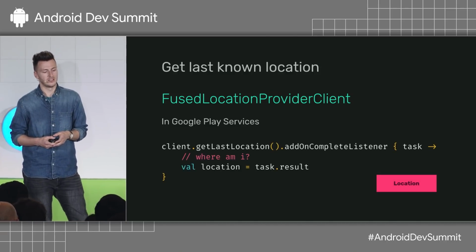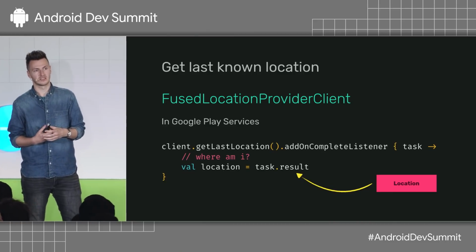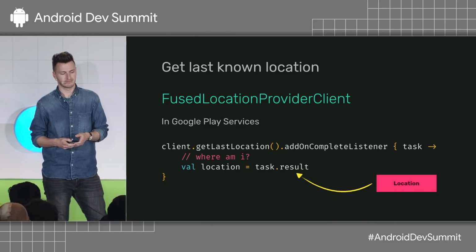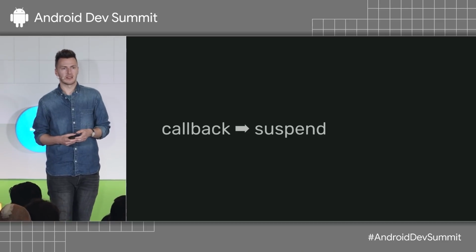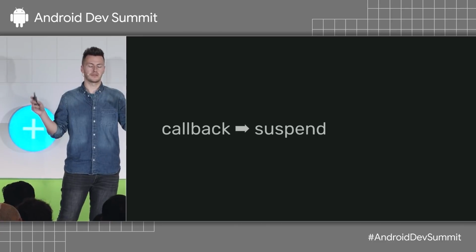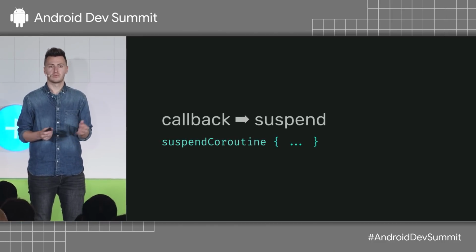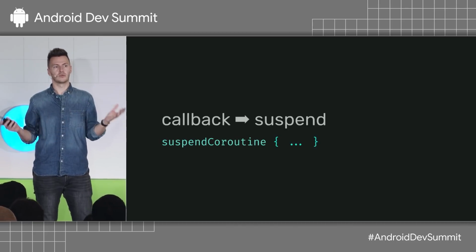From the task, you can add what we call a complete listener, and then you'll get the result back eventually. So it's completely async. When you think about it, what we're doing is converting a callback API into a suspending function. That's pretty much what we want to do. And luckily, the Coroutines library has two builders that do exactly what we want.